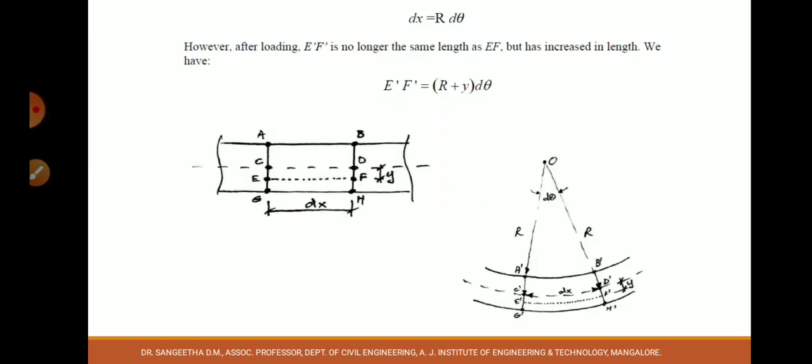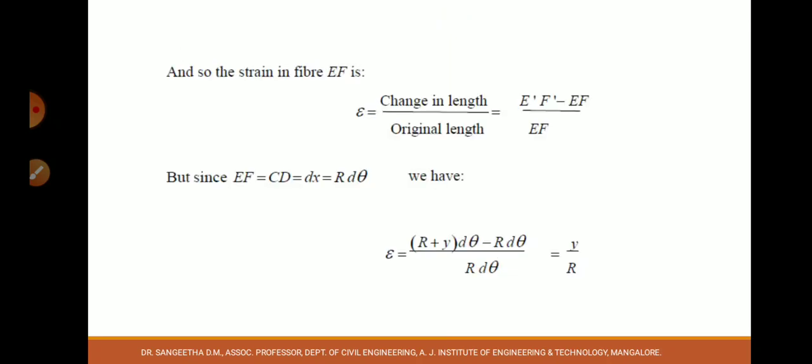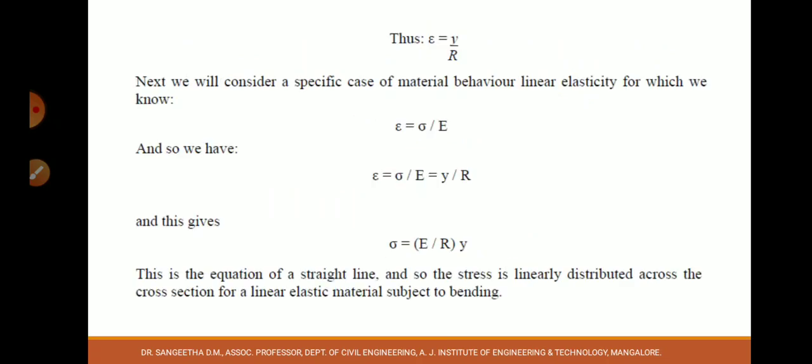The same is depicted in these two figures. When it takes a curvilinear path, let R be the radius of curvature of C dash and D dash. Accordingly, the curved length dx is equal to r into d theta. The length of the elongated member at a distance of y from the neutral axis, that is E dash F dash, is r plus y into d theta. Taking the strain equation, change in length to original length, strain is y by r.